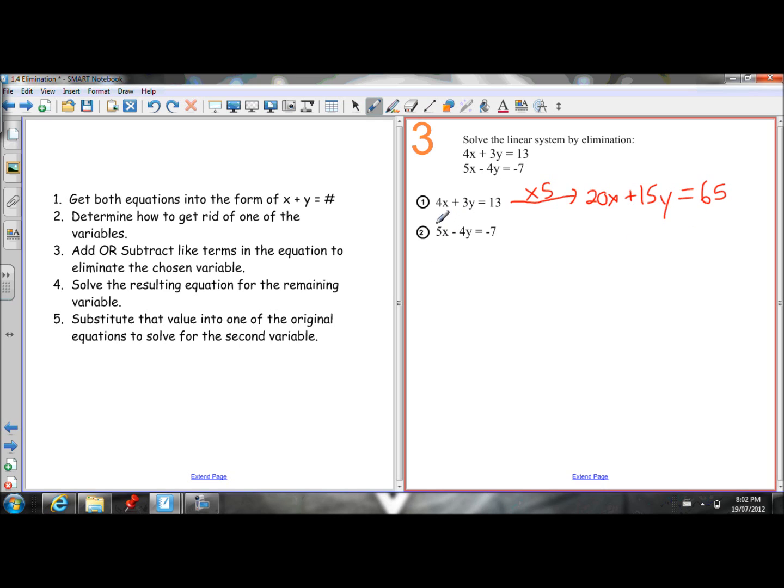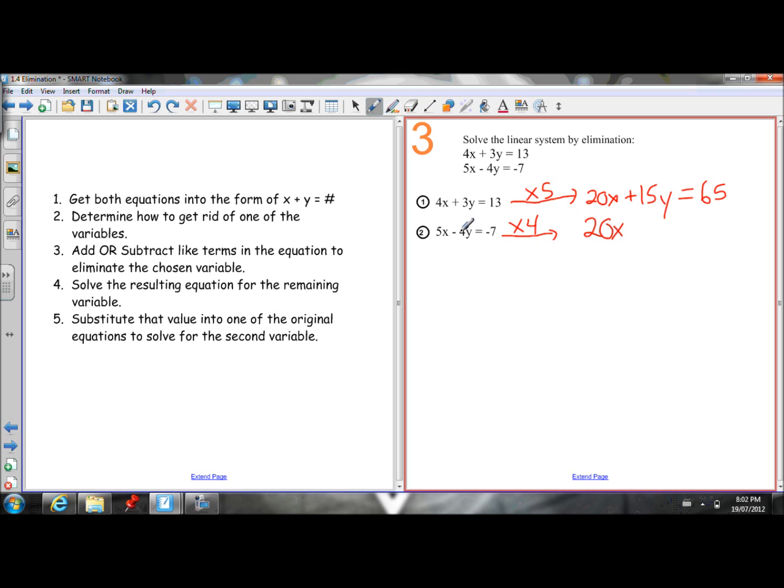Okay, and then I multiplied this bottom equation by 4. I'm multiplying it by 4 because I want the x's to have the same coefficient. So if I multiply this bottom one by 4, 4 times 5x is 20x. That gives me these variables of x with the same coefficient. I'll be able to eliminate them.